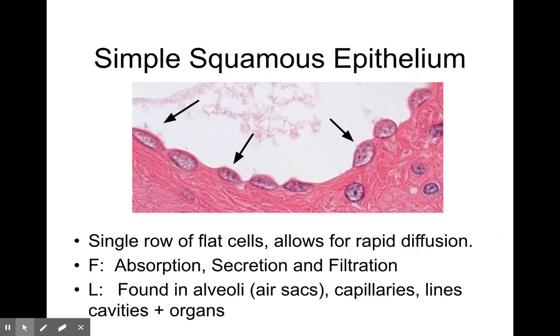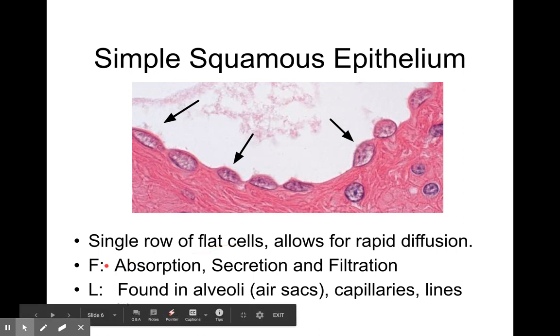The first tissue type is simple squamous epithelium. The bullet here is just a descriptor of the picture. You are not responsible for that. You are responsible for all the functions in just one location. So again, I'm going to give you a number of different locations. You just have to write down one.